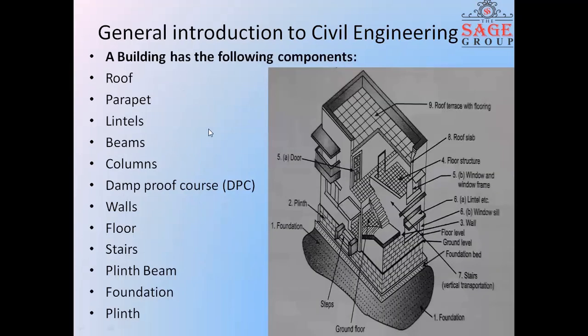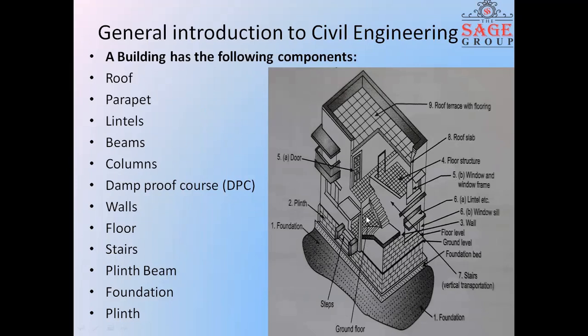Generally, a building mainly consists of roof, parapet, lintels, beam, column, damp-proof course, wall, floor, stair, plinth beam, foundation, and plinth. These are the main components of the building which we can see. And here from the picture you can see the foundation on which the whole building is resting. Here is the plinth level at which the superstructure is resting. Then the third one is the ground floor.